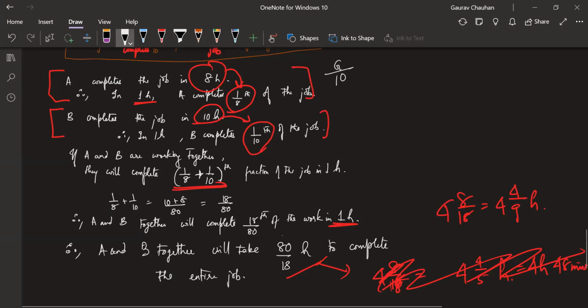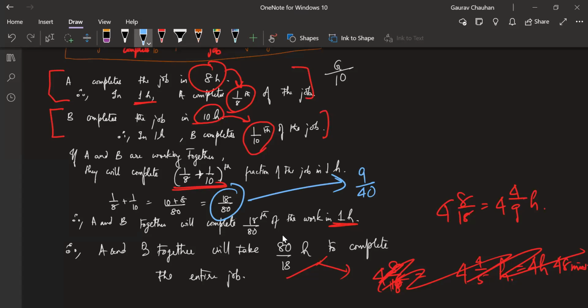Then I'll do 1 into 40 by 9, sir. 9 by 40 is the part of the job which is done in 1 hour, no sir? Correct. So the whole job is done in 1 into 40 by 9, sir. I'm not getting that. Sir, let me try explaining it better. 9 by 40 is the part of job done in 1 hour. Correct. You're simplifying this. Fine. So the whole job is done in 1 into 40 by 9, sir.